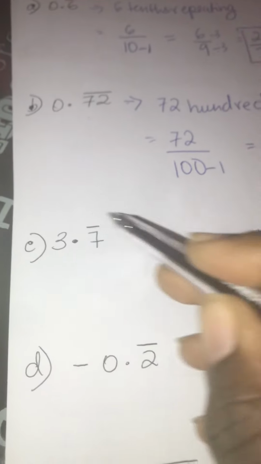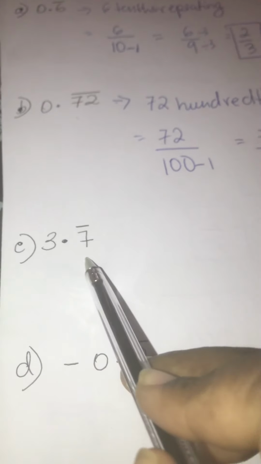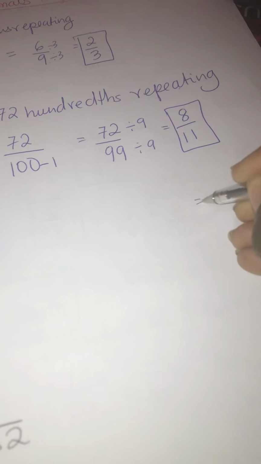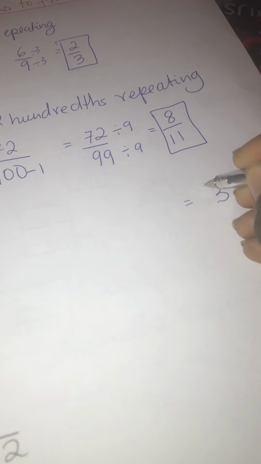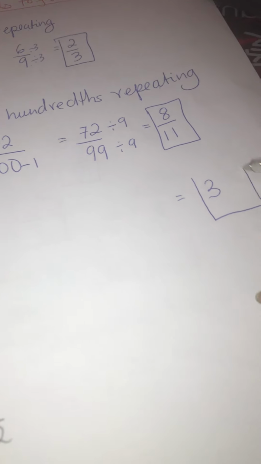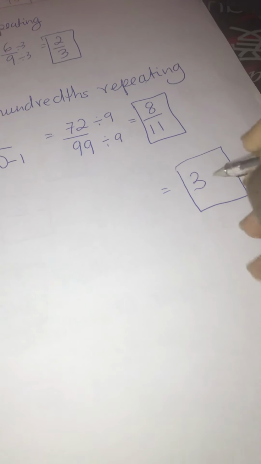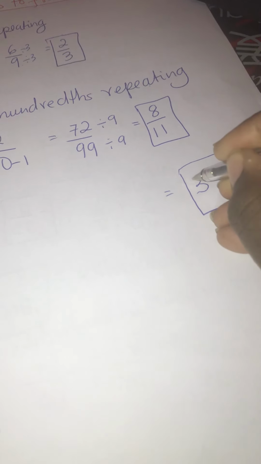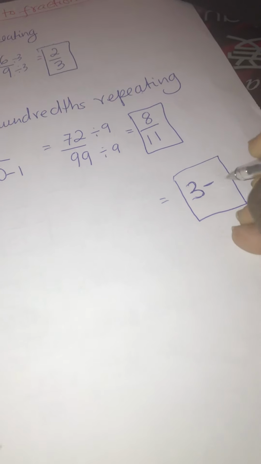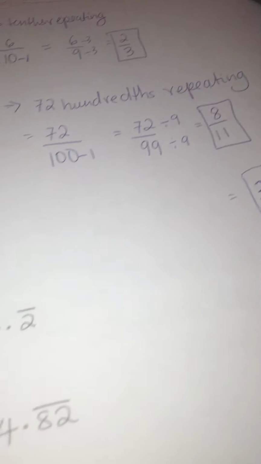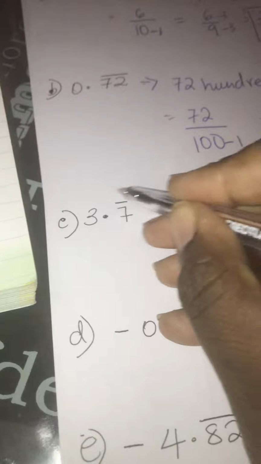Now let's do this. This is going to be a mixed number. I don't need this part, so I will write it in my box. Then I will know I need a fraction.